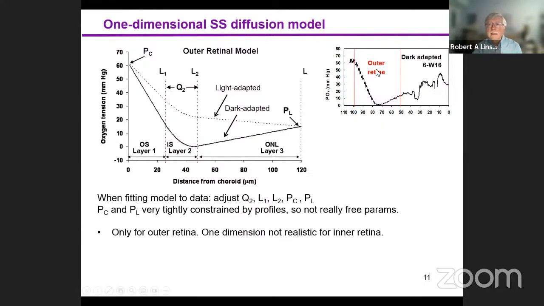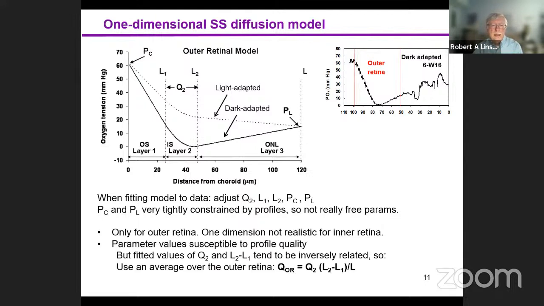Again, let me emphasize this is only for the outer retina. The inner retina has these peaks and valleys and is not really amenable to modeling, at least with this model. And the other thing to note is that the parameter values are actually fairly sensitive to the quality of the profile. We don't think they really change in the real world, but our profiles are sometimes not perfect. And so there is a fair amount of variability in Q2 and in the thickness of layer 2.